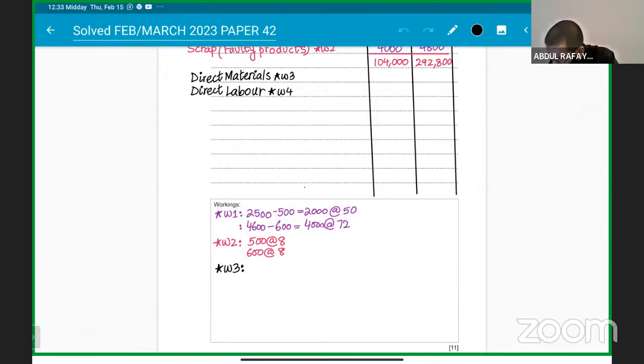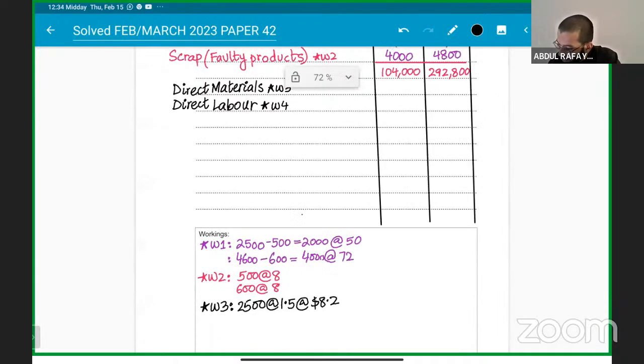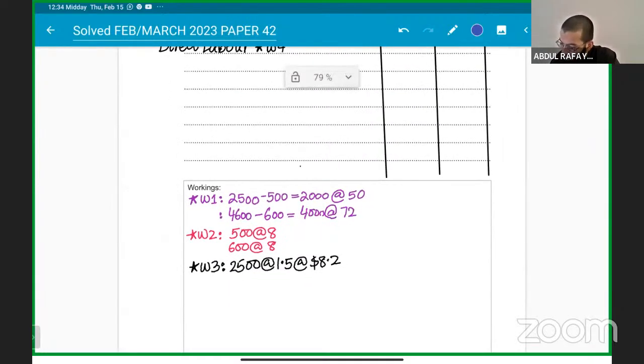So 2,500 at the rate of 1.5 at the rate of 8.20 per kilo. So you will get the value of this as, students, 30,750, the direct material cost for product A. Okay, getting it clear? Similarly, apply for the other one as well.